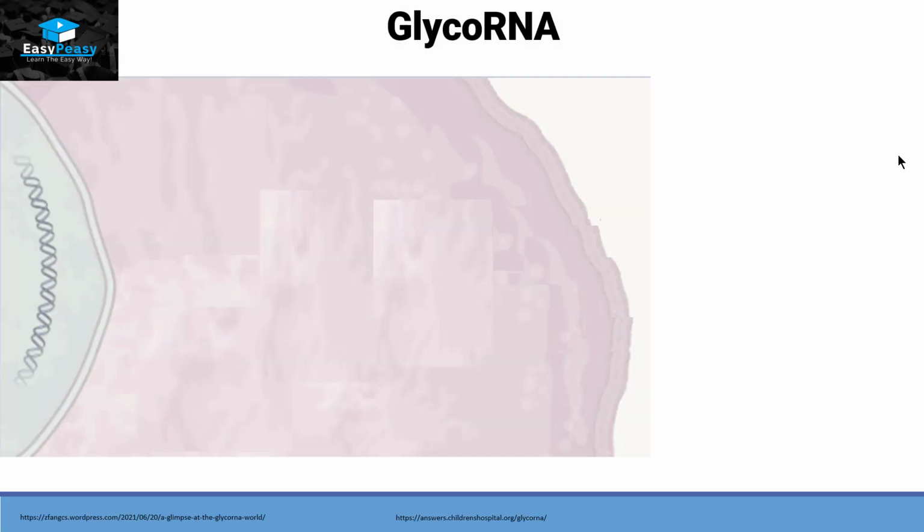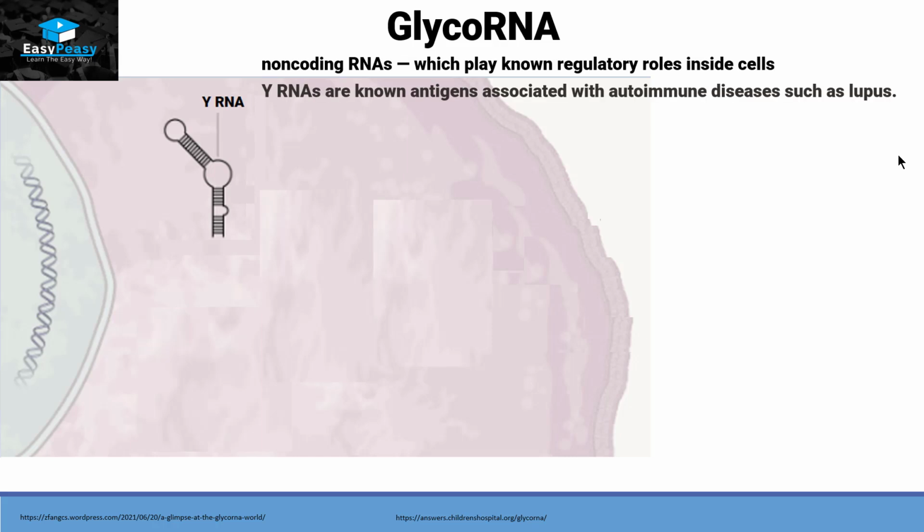Okay, the next glycoconjugate that we are going to talk about is glycoRNA. It was discovered recently that oligosaccharide chains can also attach themselves to RNAs. In the discovery, the RNA that was recognized to attach to glycan was yRNA. yRNA is basically a non-coding RNA, which is known to have regulatory roles inside the cell. And yRNAs are known antigens associated with autoimmune diseases such as lupus.